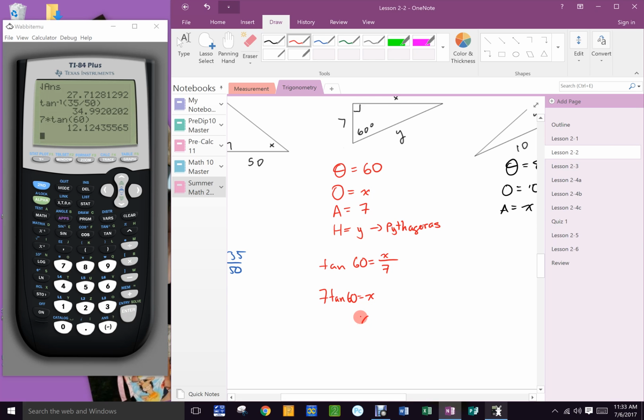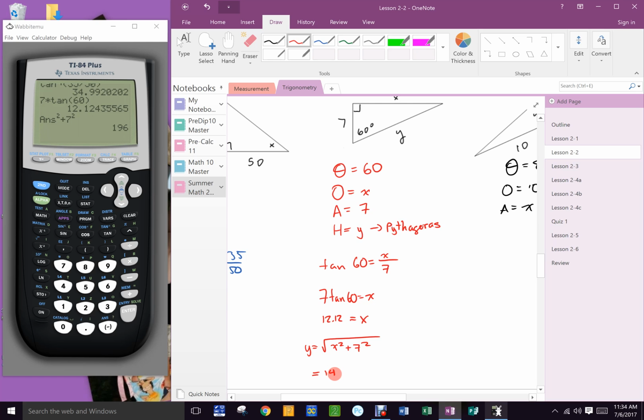So X equals 12.12. Now, how do I use that to find Y? I Pythagoras, right? I know that Y equals the square root of X squared plus 7 squared, correct? And X is sitting on my calculator right now, isn't it? So if I go squared plus 7 squared, I'm going to get an answer, right? And then what do I do with that answer in Pythagoras? Square root it. So Y is 14.